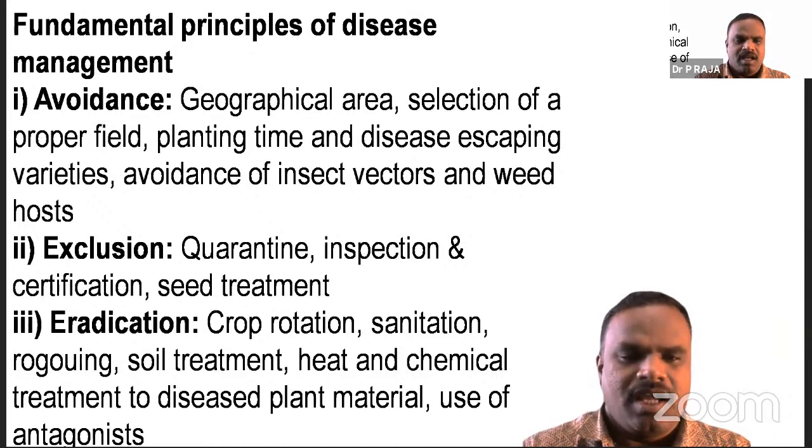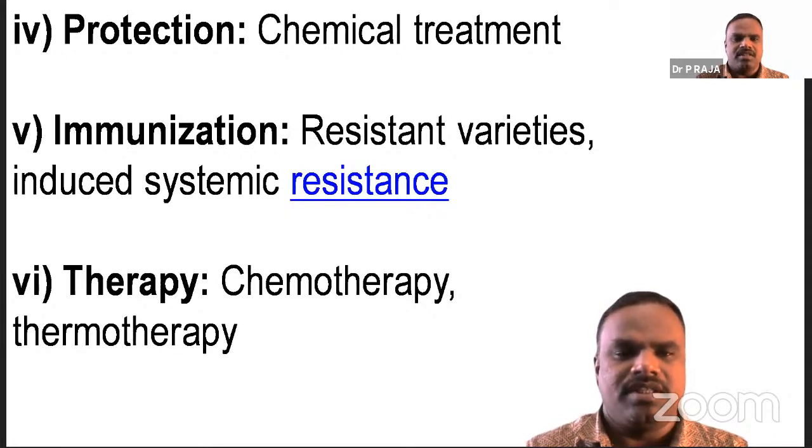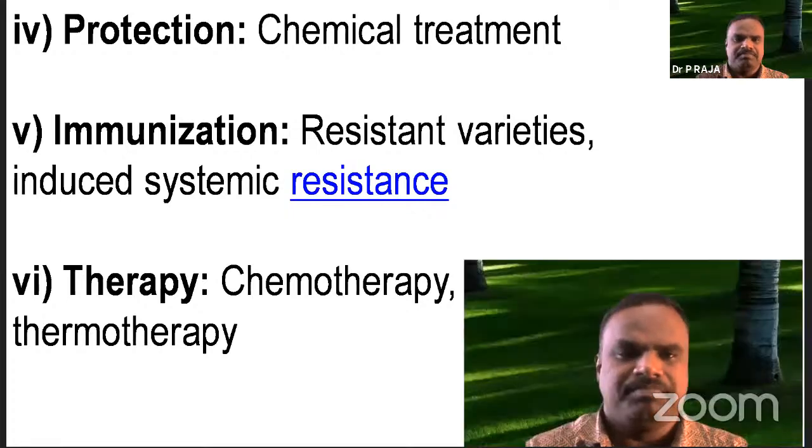Okay. And the other components are protection, chemical treatment, and then immunization, resistant varieties, induced systemic resistance, and finally therapy, chemotherapy or thermotherapy, using heat energy to kill the pathogen or using chemicals to manage the pathogen. So these are the outlines. I will be explaining one by one in detail.